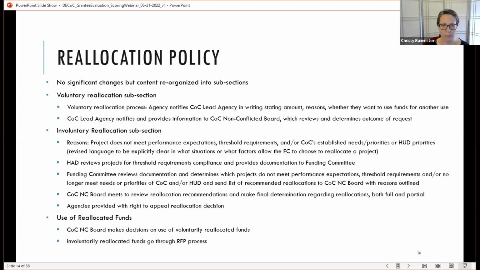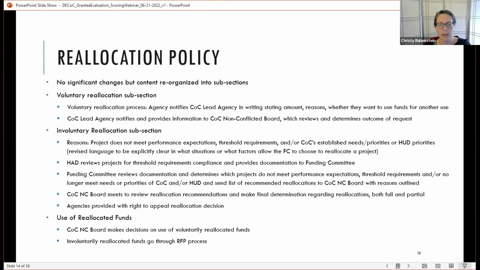An involuntary reallocation is when the CoC proactively says, we don't think this project is meeting our performance expectations, our threshold requirements, or what we have established as the need in our community. This project doesn't meet that need anymore. That language was revised a little bit to be clear about what factors allow the funding committee to choose to reallocate a project, but those were really in the policies over the last couple of years.